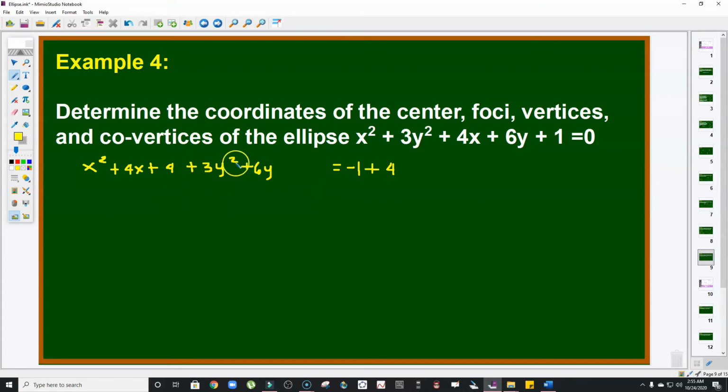however, dito, magkakaroon tayo ng slight problem lang naman. So, be careful on this one. This is 3y squared. This is 6y. You can further factor this. Okay, so what I'm going to do, so, erase ko yan. Okay, factor out ko na yung 3.